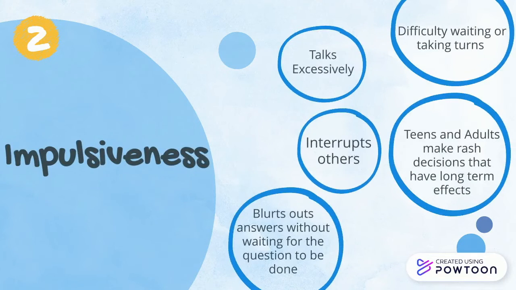This is one of the last indicators of someone who has ADHD: impulsiveness. The symptoms are similar to inattention and hyperactivity, but they are slightly different. Someone who suffers from impulsiveness may talk excessively, interrupt others, blurt out answers without waiting for the questions to be done, and have difficulty waiting or taking turns.